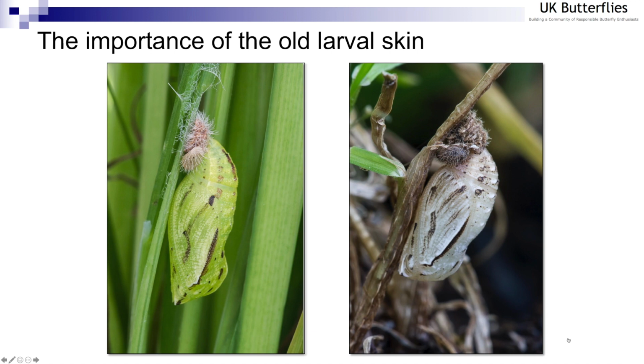So there are actually no hooks on the cremaster. So what they do is they somehow, through the magic of their morphology, attach themselves to the old larval skin, which is itself attached to a silk pad that is attached to the plant. So a bit convoluted, but very interesting nonetheless. This is actually one of the areas I'm looking to study further over the next few years.